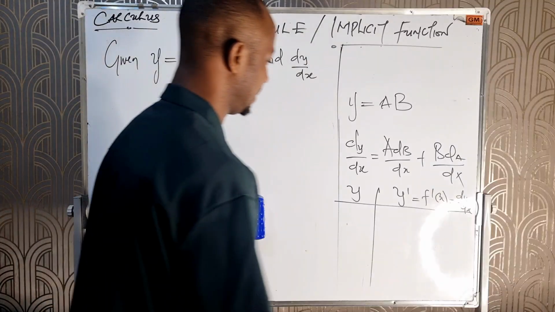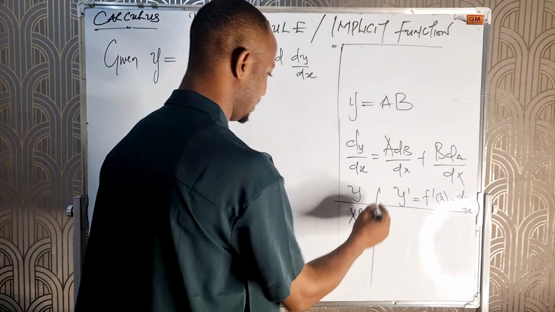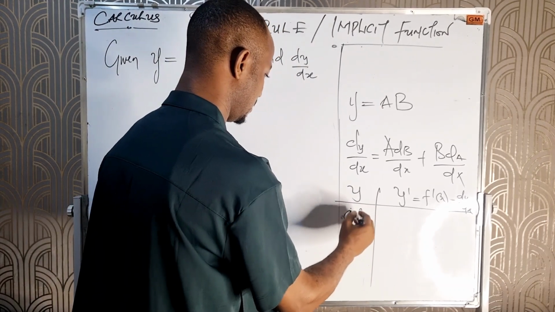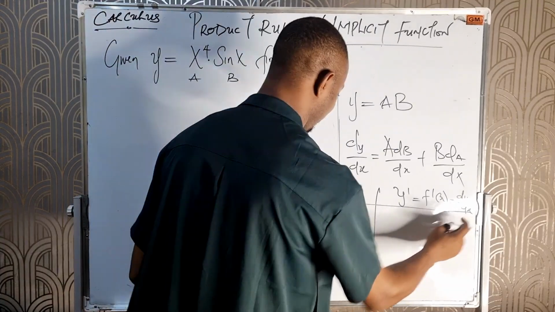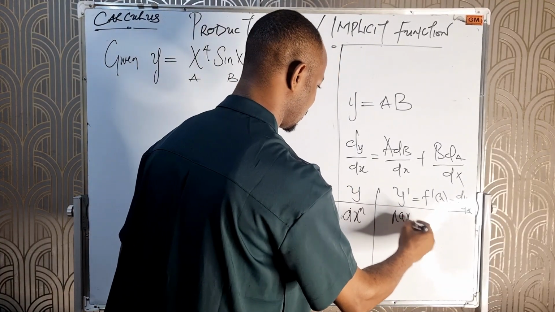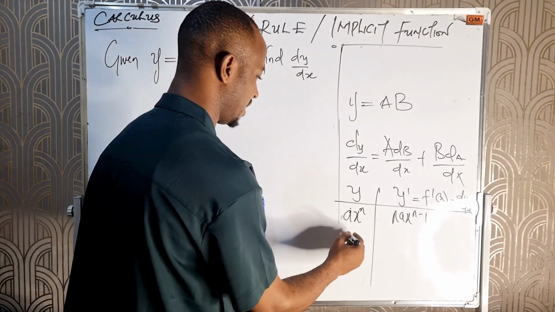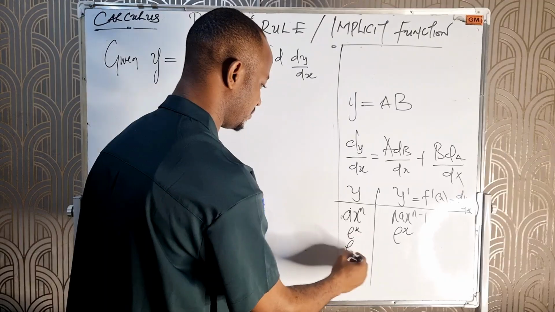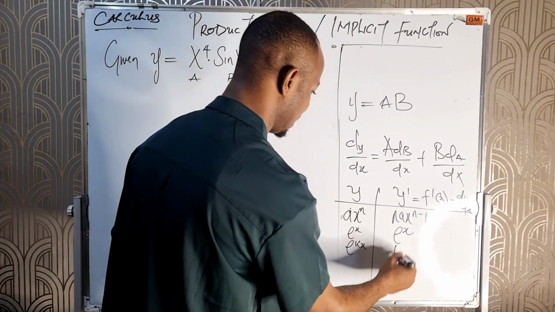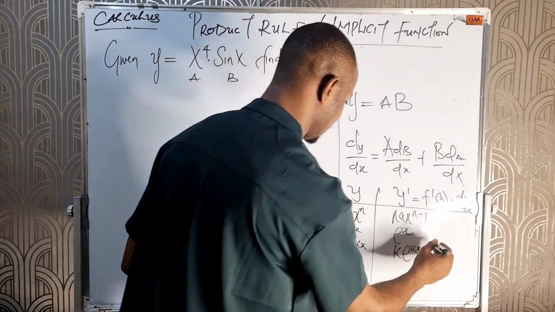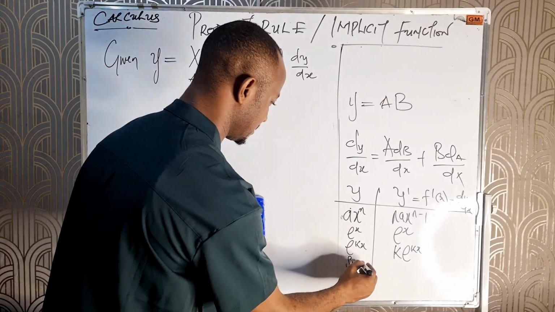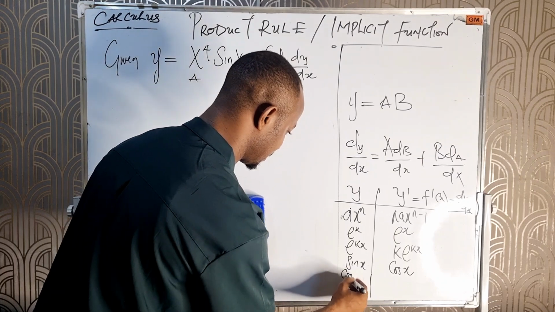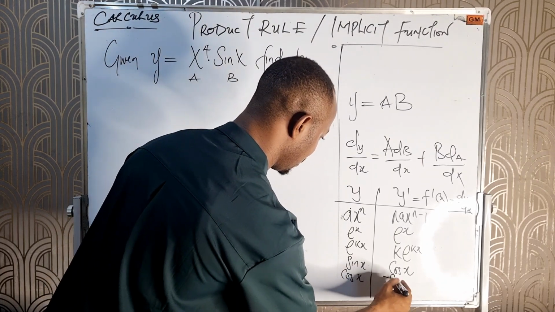So we say that if we have x to the power of n, or let's say ax to the power of n, our derivative becomes nax to the power of n minus 1, right? If we have exponential x, it remains as exponential x. If we have exponential kx, it remains as k exponential kx. If we differentiate sine x, we're going to have cos x. If we differentiate cos x, we're going to have minus sine x.